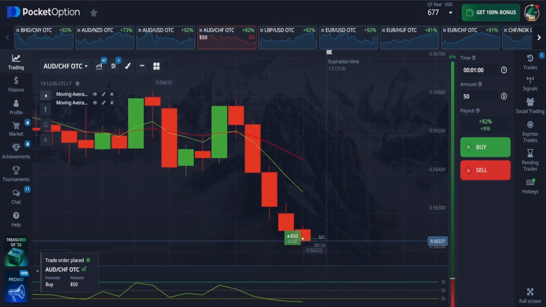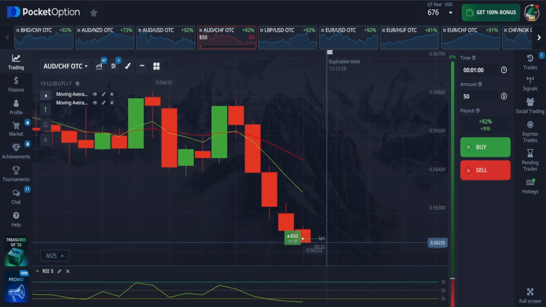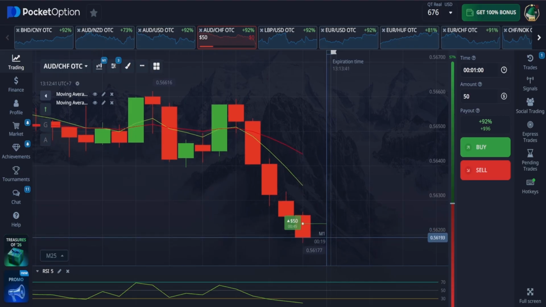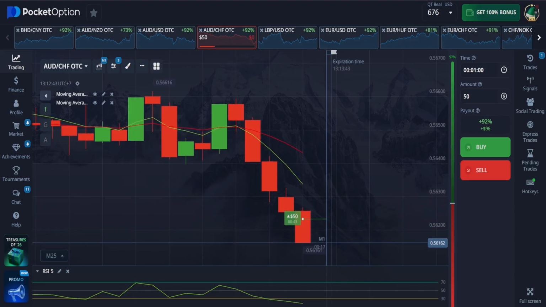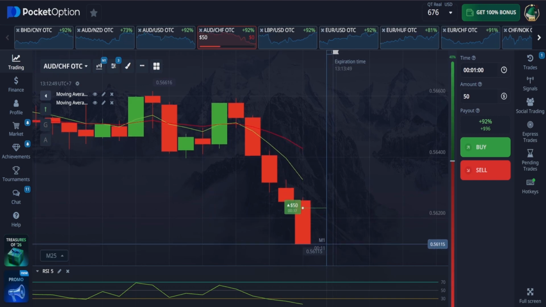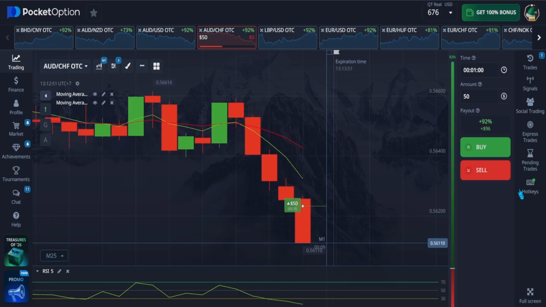I'm taking a buy here because the RSI is already in oversold territory, which tells me that the market has moved too far to the downside. Price has already made a strong downward move, and at this level, the probability of continuation is lower compared to the probability of a rebound or reversal. That's why a buy entry makes sense in this condition.